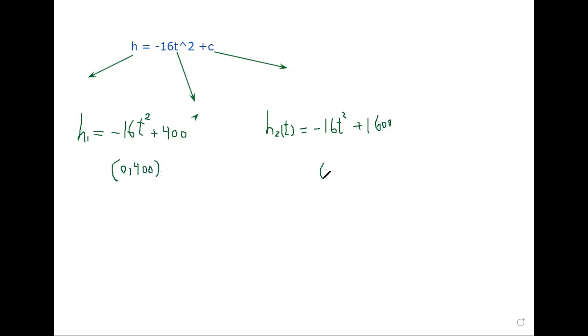What about the y-intercept for the second one? What is the y-intercept of this one? Then let t equal 0, right? If t equals 0, it is 0 and 1600? Yes, 0 and 1600, yes.